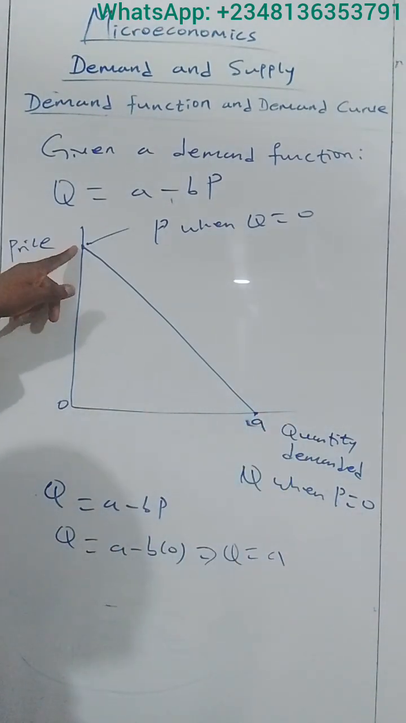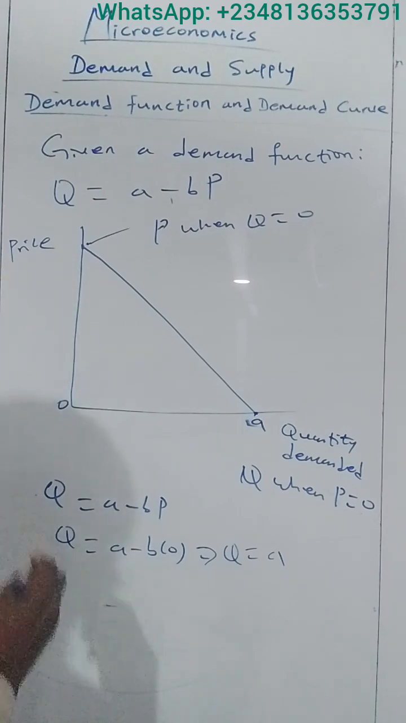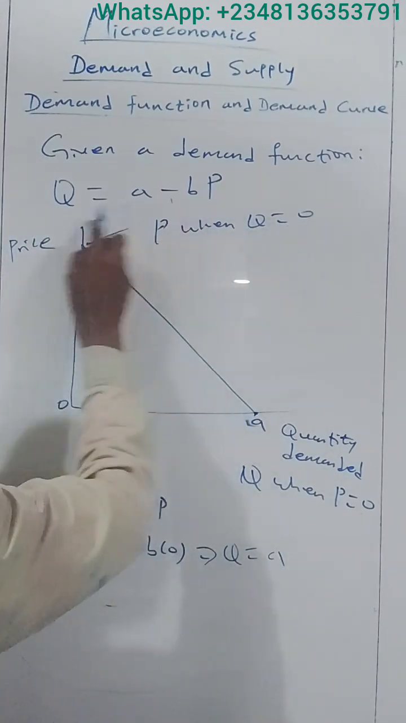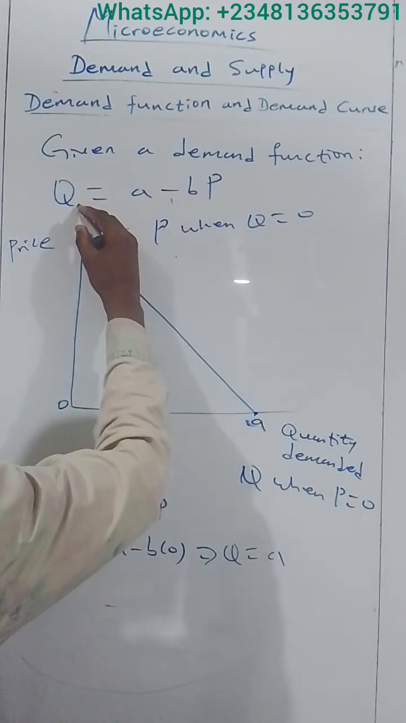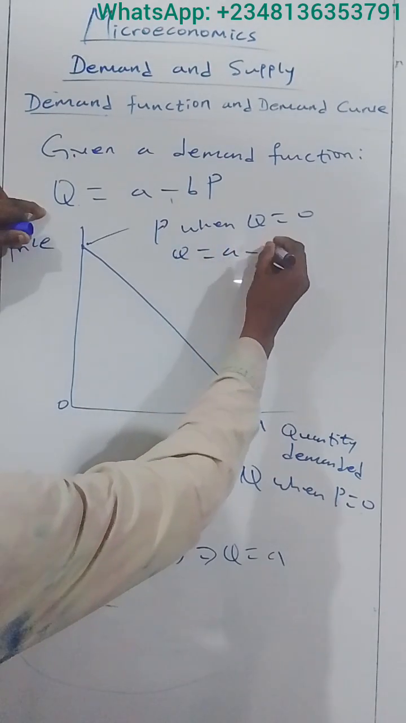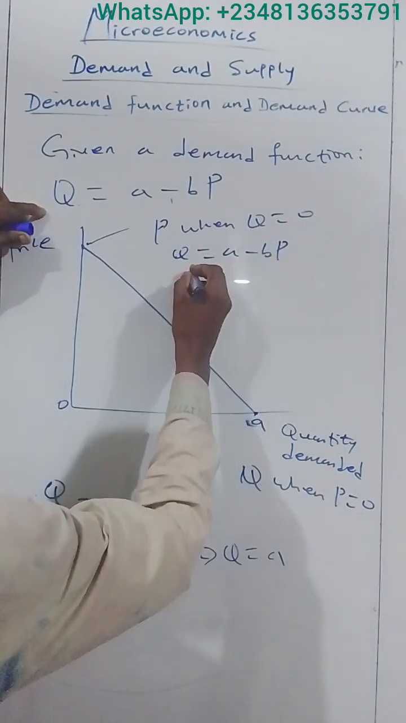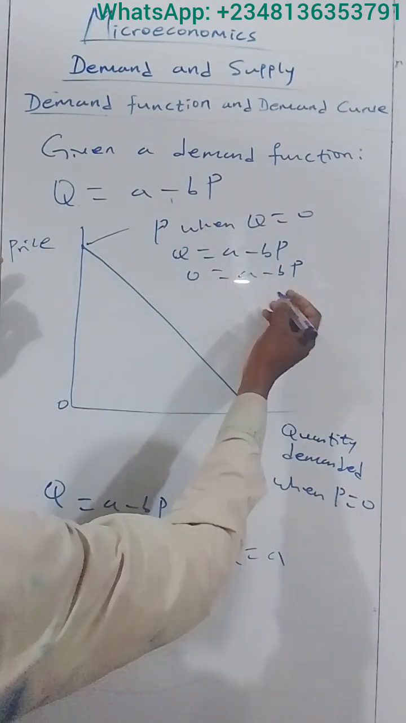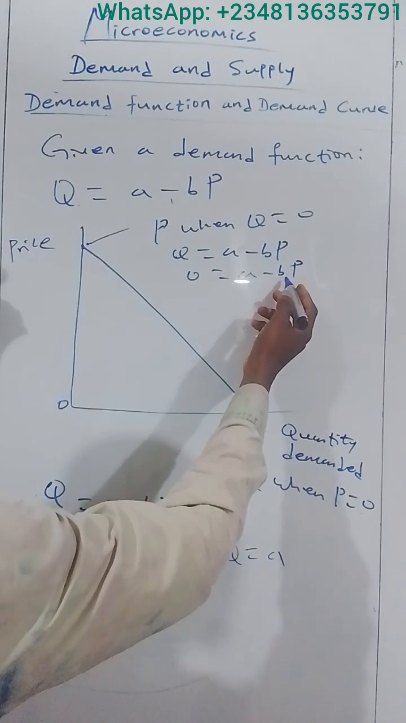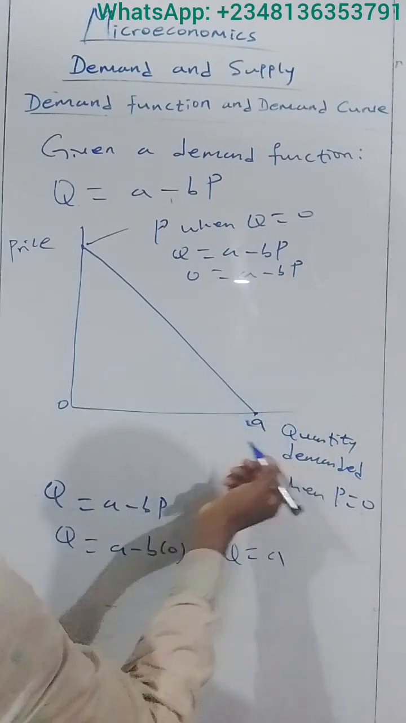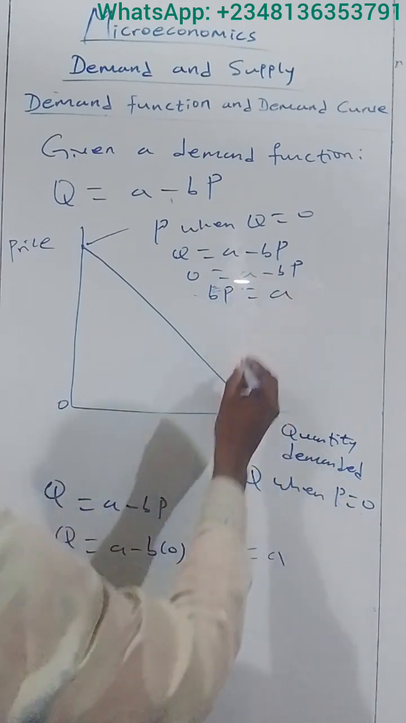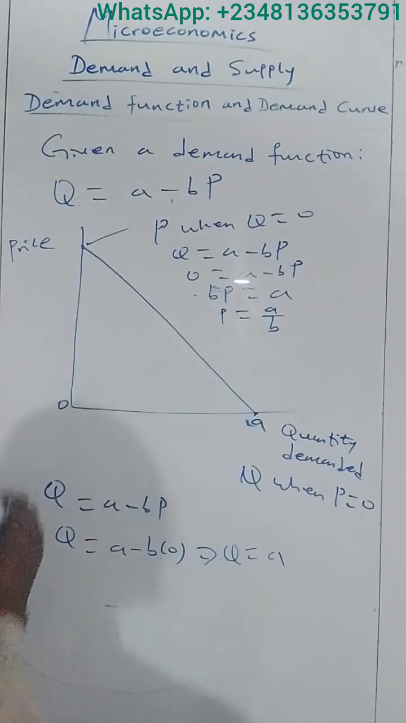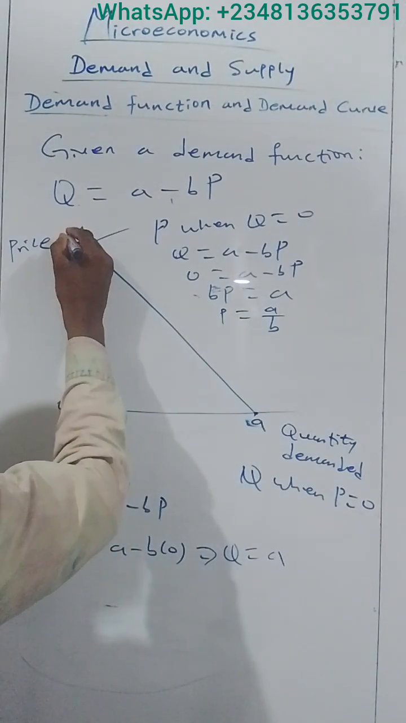If I want to know the component that will be here, how will I know? I'll find the value of P when Q is equal to 0. Whenever I skip Q, I put 0 here. I have Q equals A minus BP, then with Q equal to 0, I have 0 equals A minus BP. Then I collect like terms, so BP equals A, and then I have P equals A over B. So at this point I have A over B.